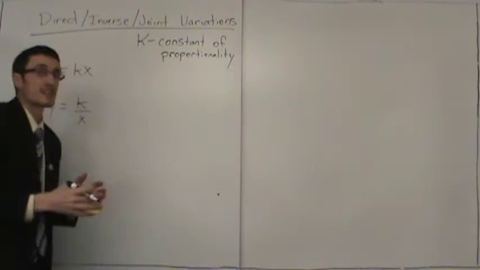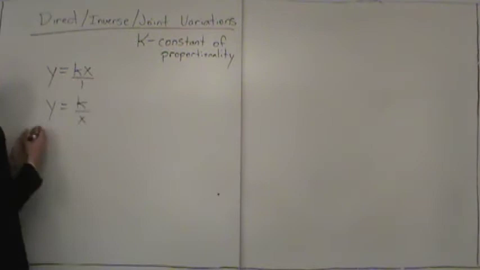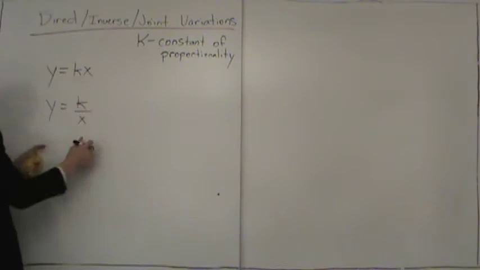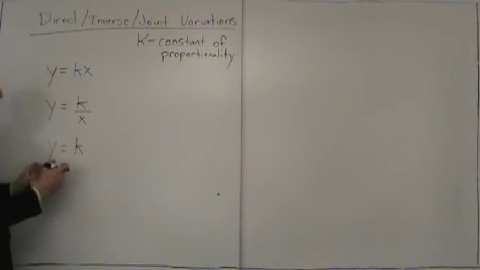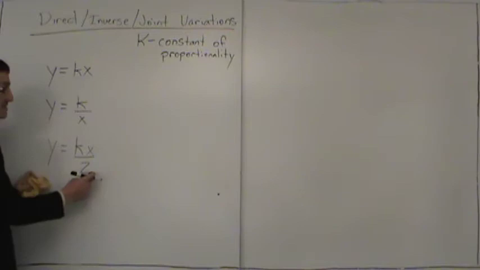Now again, y varies directly with x, y varies inversely with x. So what does directly mean? Directly means put x where? In the numerator, up top, next to k. Y varies inversely with x means put x in the denominator. Okay, now next we have y varies. Y varies is y equals k. Y varies directly with x, inversely with z. Okay, so x on top, z on the bottom. So directly means put it on top, inversely means put it on the bottom.